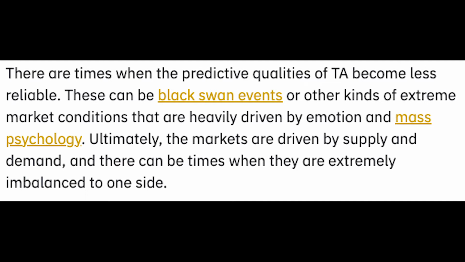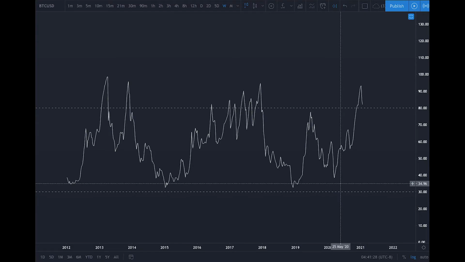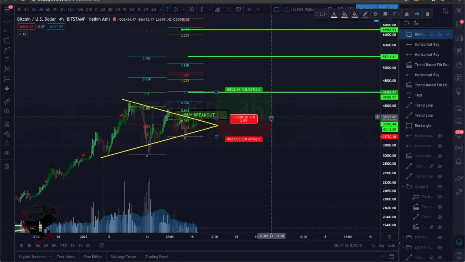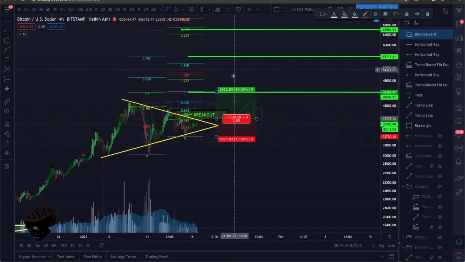Ultimately, the markets are driven by supply and demand, and there can be times when they are extremely imbalanced to one side. Take the example of the Relative Strength Index, the RSI, a momentum indicator. Generally, if the reading is below 30, the charted asset may be considered oversold. Does this mean that it's an immediate trade signal when the RSI goes below 30? Absolutely not. It just means that the momentum of the market is currently dictated by the sellers. In other words, it just indicates that sellers are stronger than the buyers. The bears are stronger than the bulls.